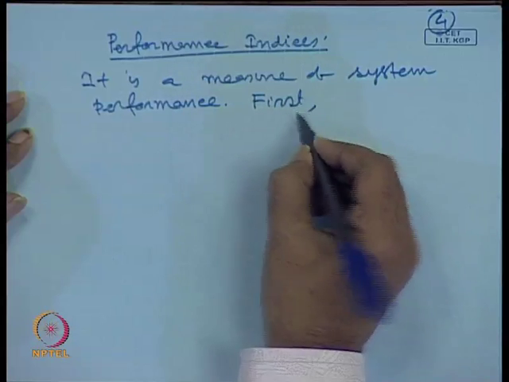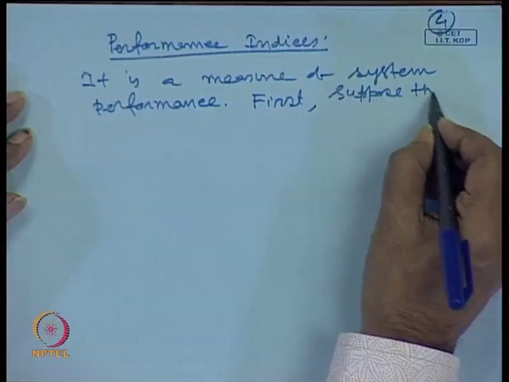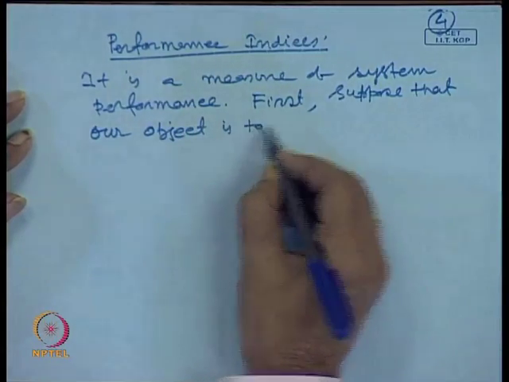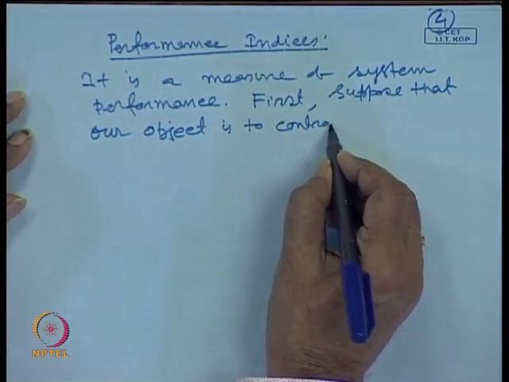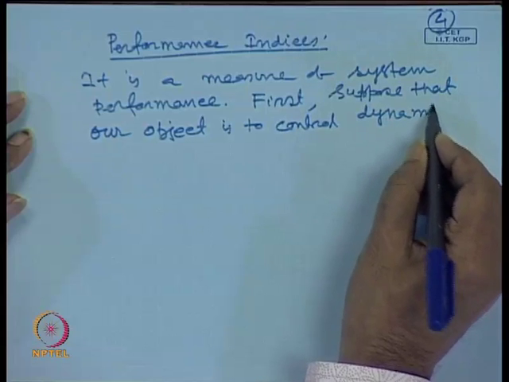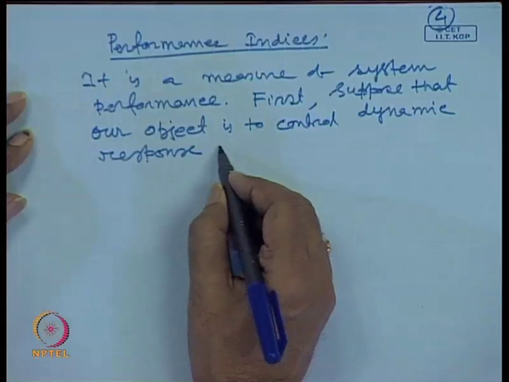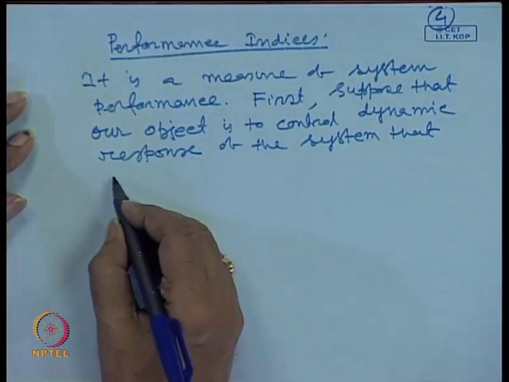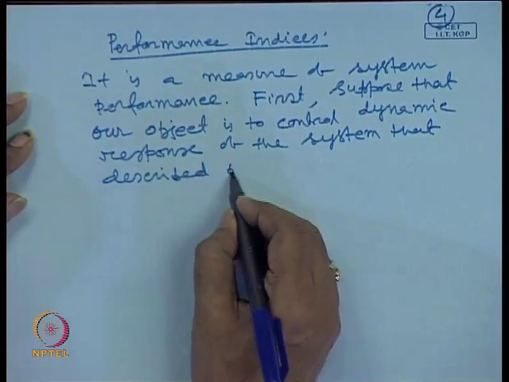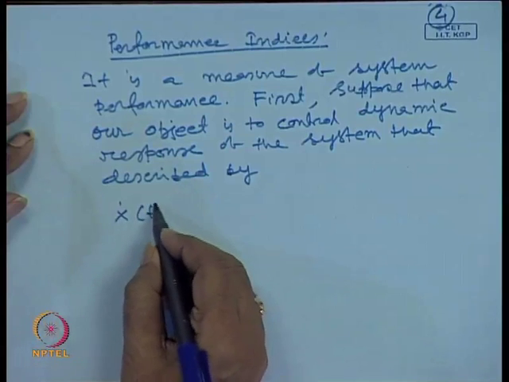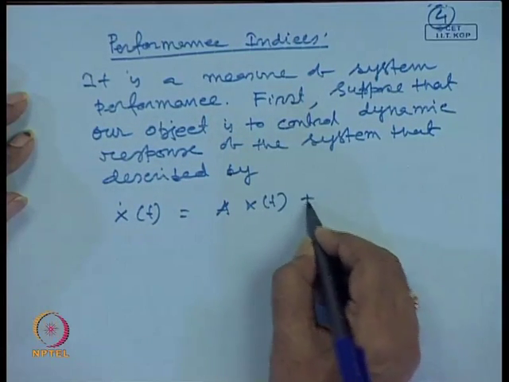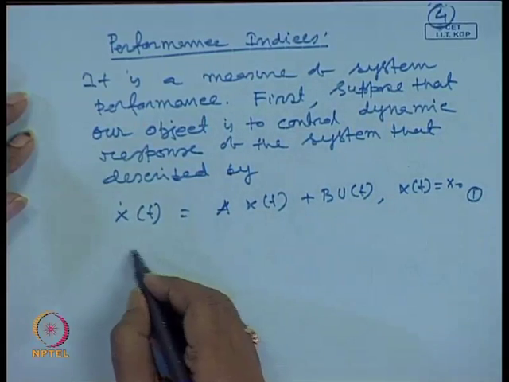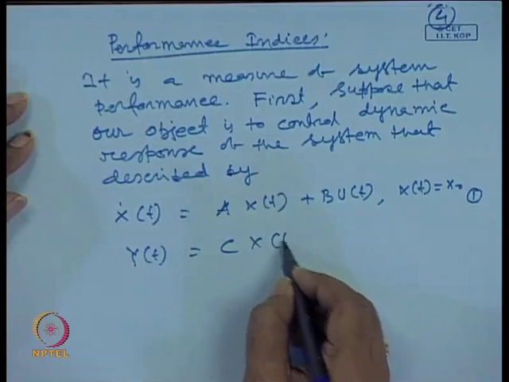First, suppose that our objective is to control the dynamic response of the system described by x dot is equal to A x of t plus B u of t, and the initial condition is known or given. Let us call this equation number 1. Our output equation is y of t is equal to C x of t; this is the output equation.